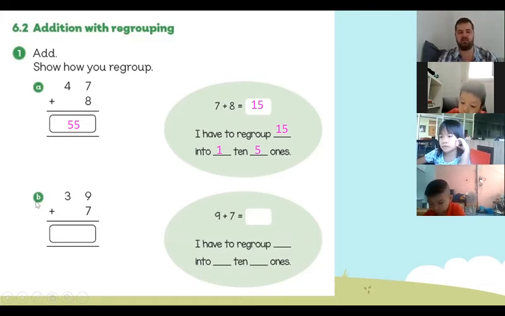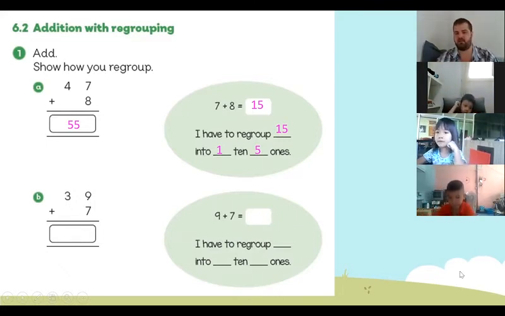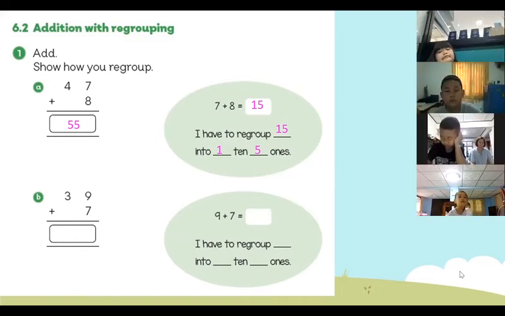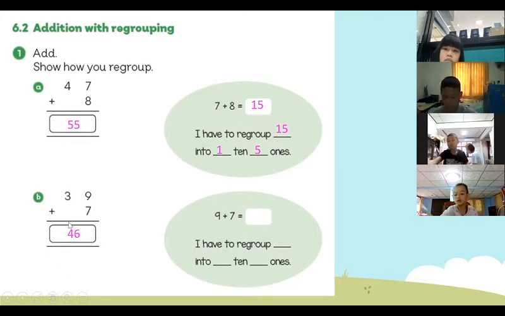Let's look at B. What is the answer for B? 39 + 7. Who can tell me? What is the answer? Anybody? What is 39 + 7? Our answer is 16? Well, I want the whole sum, everything together. So 39 + 7, 46. 46. That's what I'm asking.